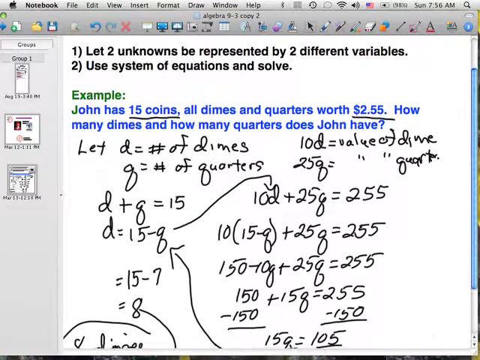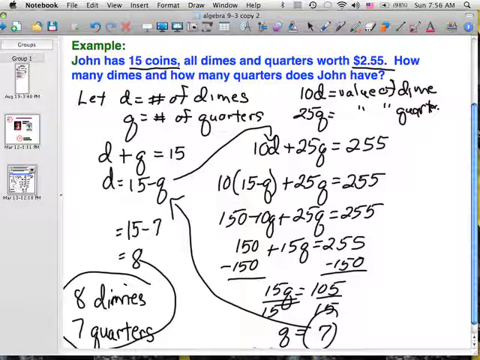Multiplying using the distributive property, I get 150 minus 10Q plus 25Q equals 255. Collecting like terms, I get 150 plus 15Q, negative 10 and 25, equals 255. Now solve for Q. Subtract 150 from both sides. I get 15Q equals 105. Divide by 15, and Q equals 7, so there are 7 quarters.